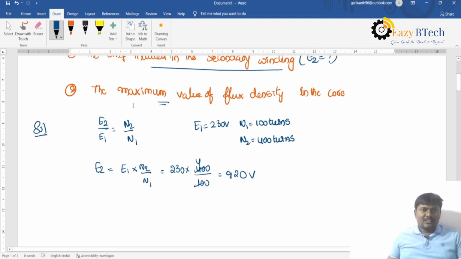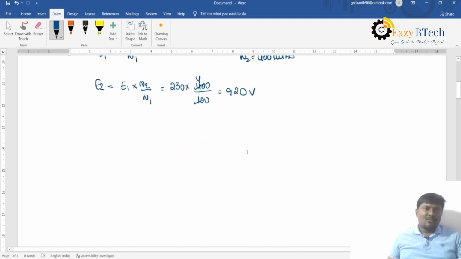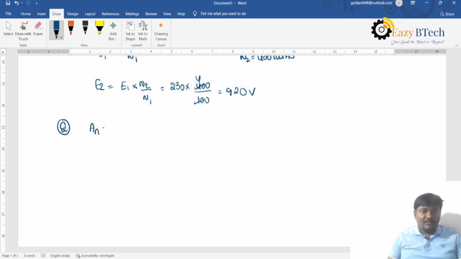After that, he is asking the maximum value of flux density in the core. That is the second question. The area of cross section is 250 centimeter square, that is 250 into 10 to the power of minus 4 meter square. So 1 centimeter is equal to 10 to the power of minus 2 meter, and 1 centimeter square is equal to 10 to the power of minus 4 meter square.